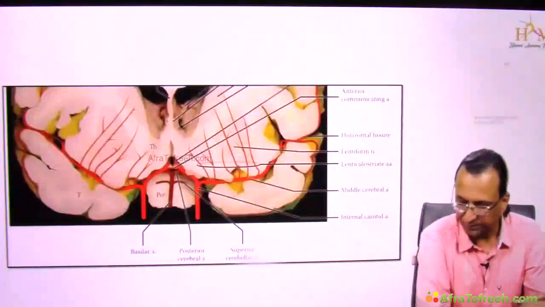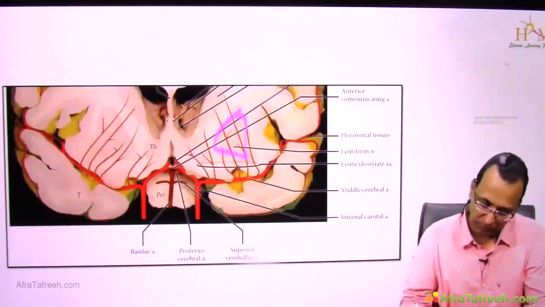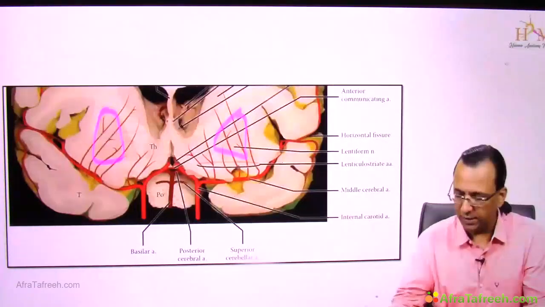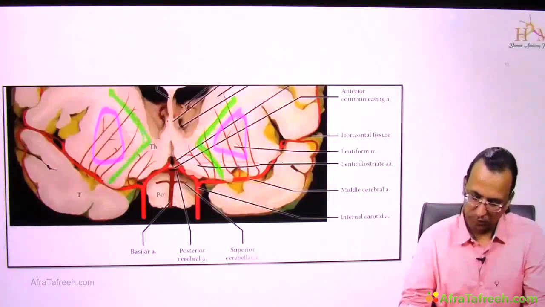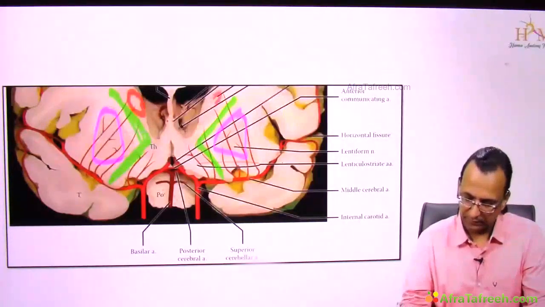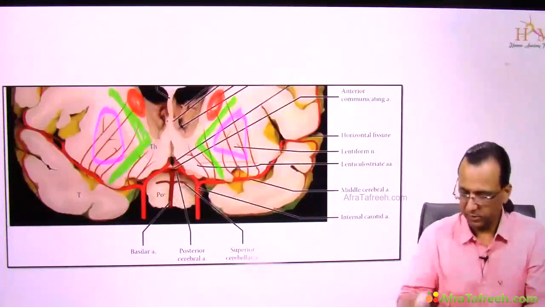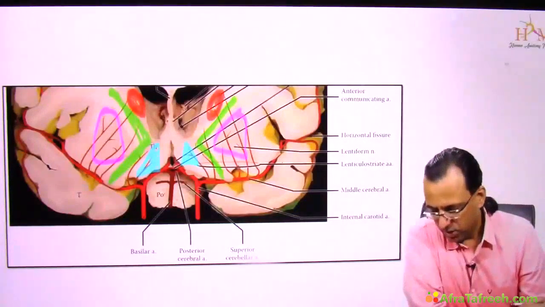This diagram shows the lentiform nucleus, which is lateral to the internal capsule. This is the internal capsule. Where is the caudate nucleus? The caudate nucleus is here. Where is the thalamus? The thalamus will be here.